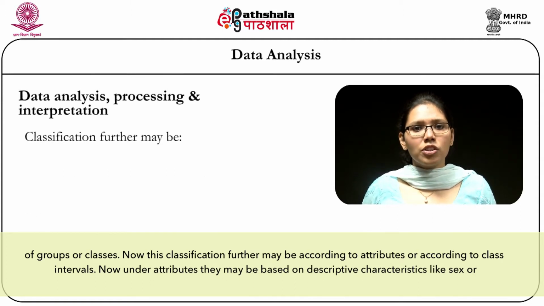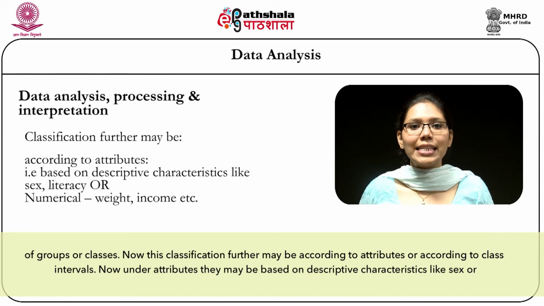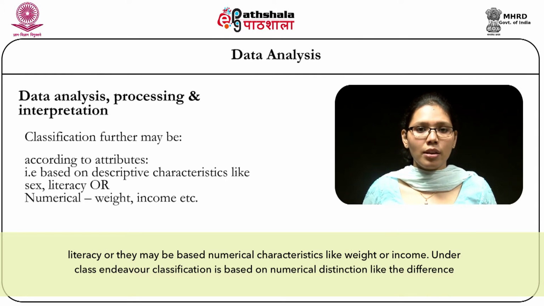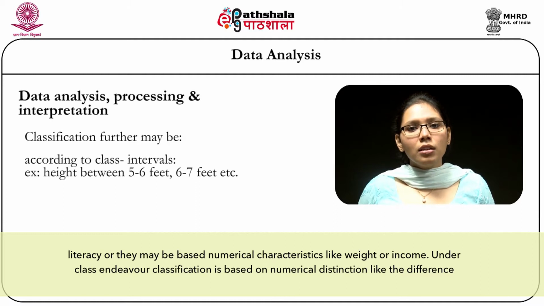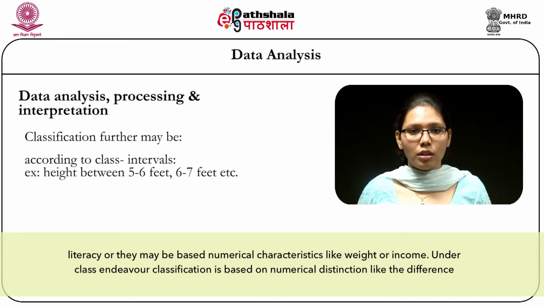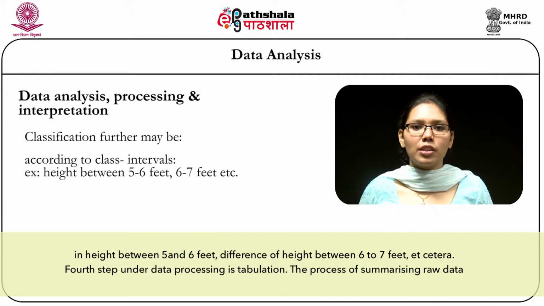Now this classification further may be according to attributes or according to class intervals. Under attributes, they may be based on descriptive characteristics like sex or literacy, or they may be based on numerical characteristics like weight or income. Under class interval, classification is based on numerical distinction like the difference in height between 5 and 6 feet, the difference of height between 6 to 7 feet, etc.